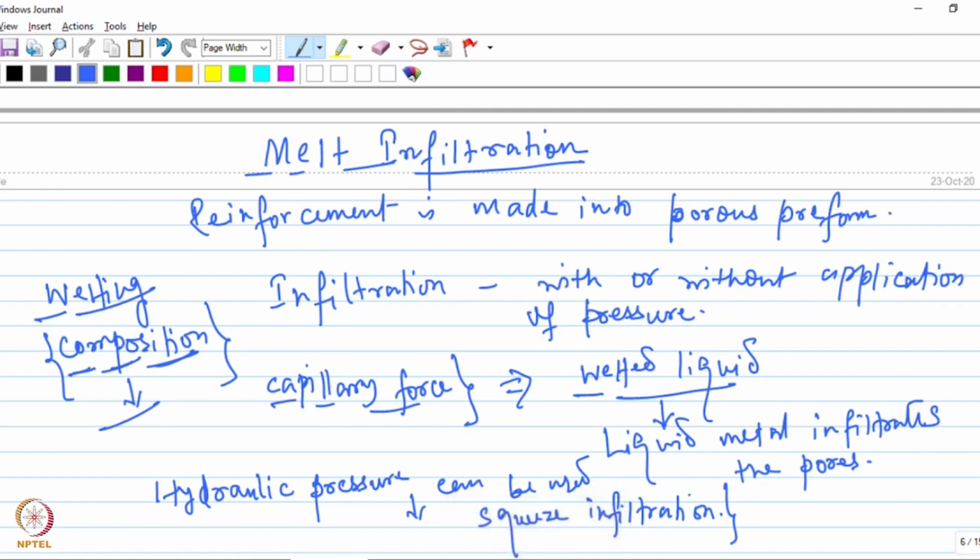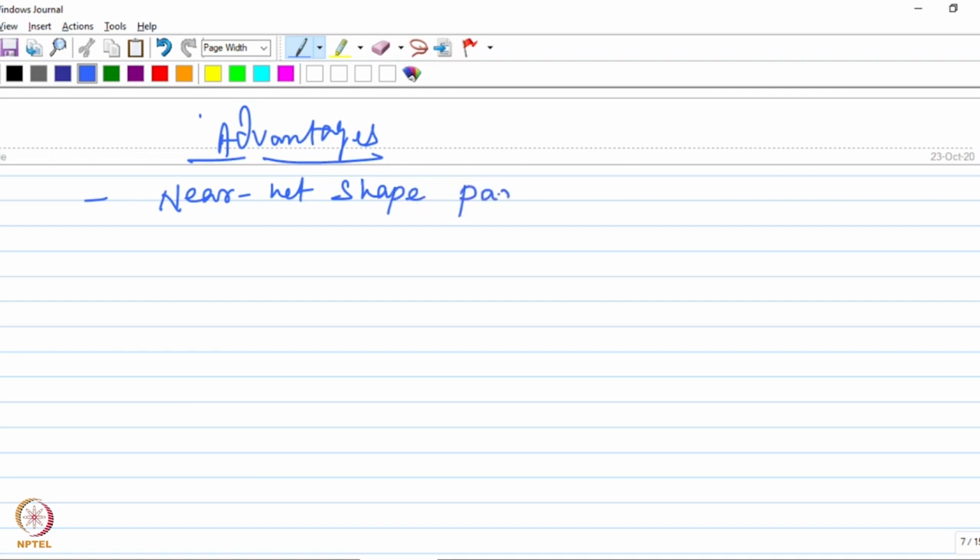So let us quickly look at the advantages and the limitations of this process as well. Advantages are: it can produce near net shape products, with selective reinforcement, and composites with uniform microstructures can be obtained.